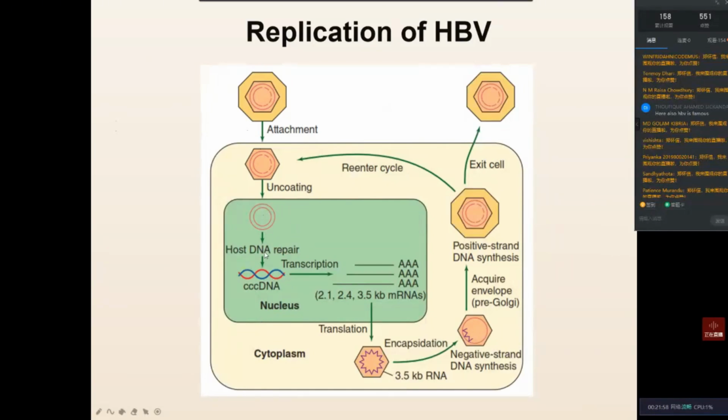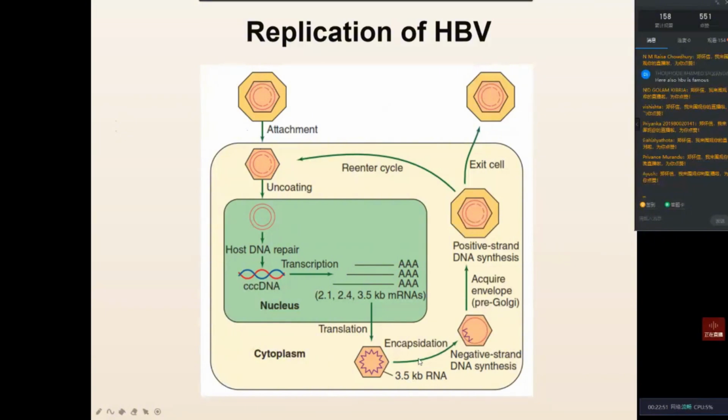And there, the host DNA can repair the partial double-stranded circular to make it to complete circular DNA. And then there is transcription to make mRNA in different size, 2.1, 2.4, and 3.5 kb mRNA. And those mRNA are needed to translate into proteins. But in nucleus, they cannot translate into proteins. So the mRNA molecules is transferred to the cytoplasm, and there it can translate into proteins to make the capsid.